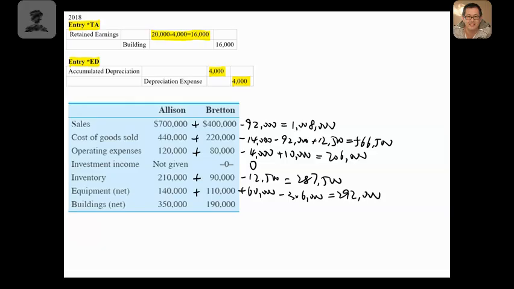The last one is the building. First we combine their current book value, and then we minus 16,000. This is from entry star TA to bring the building back to its actual book value, and then plus the 4,000 reversed accumulated depreciation from entry star ED. Okay, so that equals 528,000. Okay, so that's for this question.